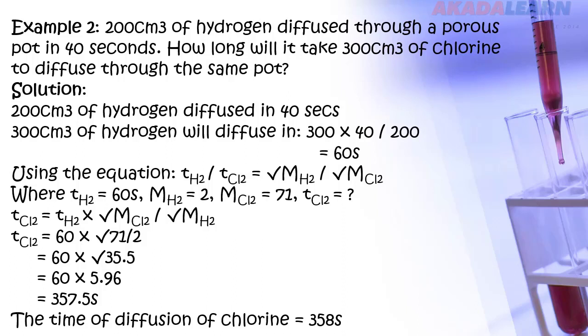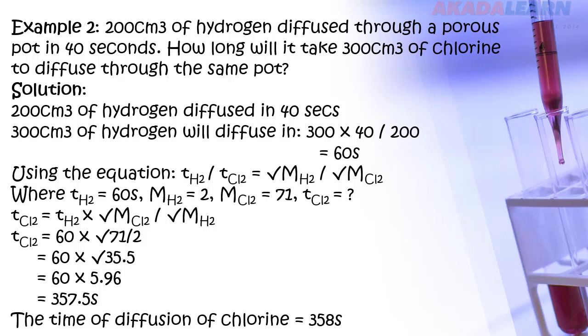Now taking out the data, you will see that the time for hydrogen is 60 seconds, which we just finished calculating. Then the mass for hydrogen is 2. Don't forget hydrogen is 1, but it comes in 2 places. So 2 times 1, which is 2. And then the mass of chlorine, Cl2, is 71, which is 35.5 in 2 places. But the time for chlorine is unknown.